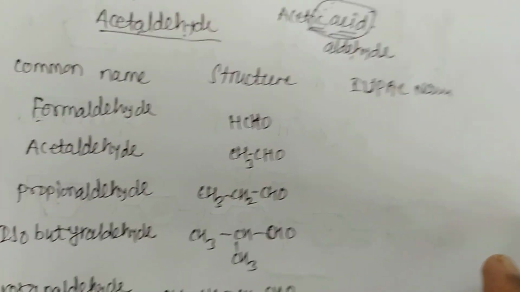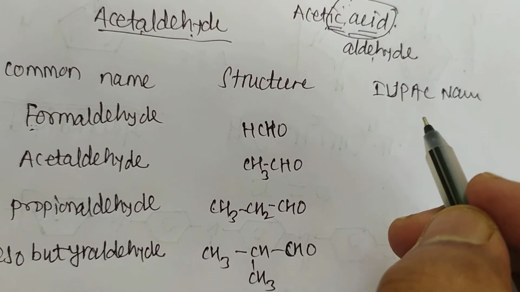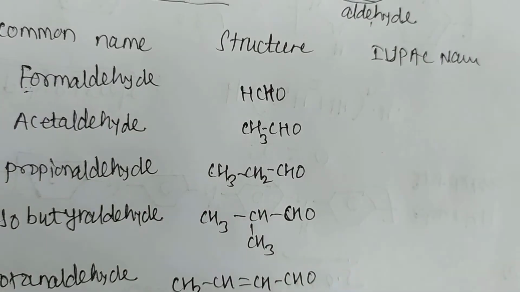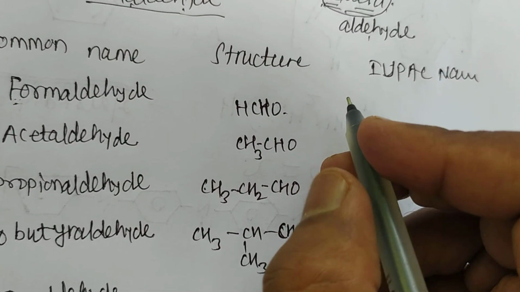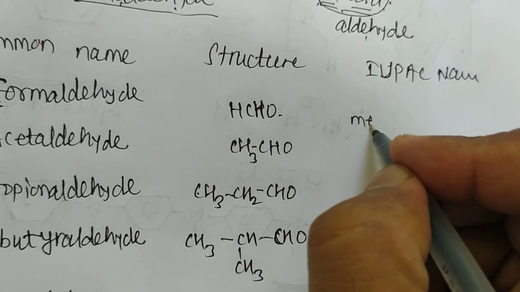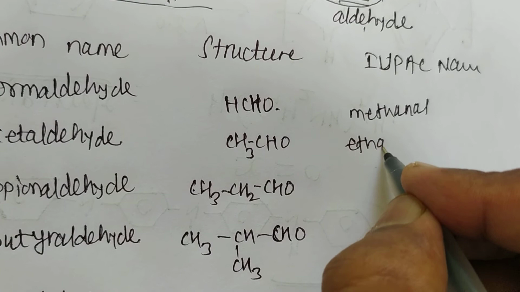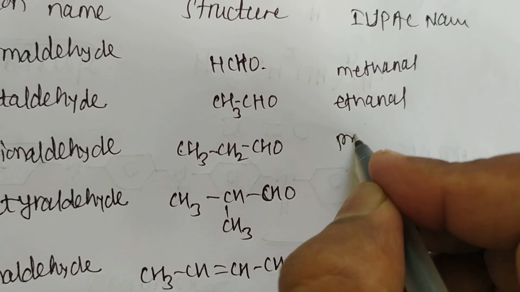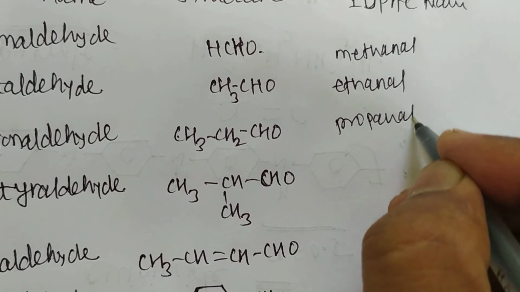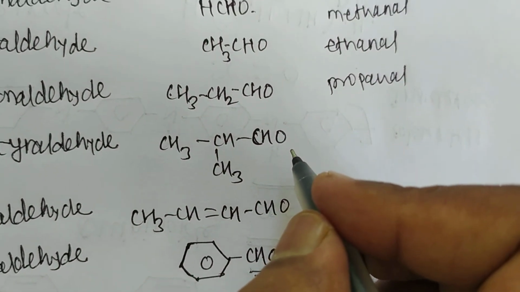And if we give the IUPAC name of that compound or this compound, what is its name? Its name is methanal. It is ethanal, and it is propanal. And now here branches are there.